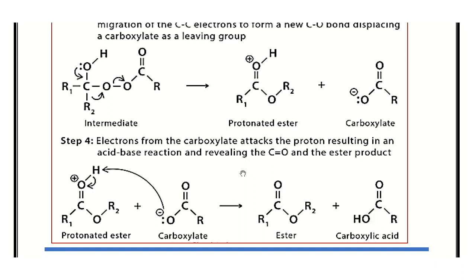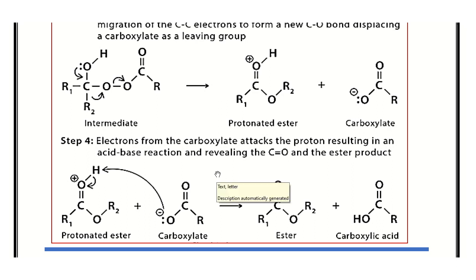How will it be converted? In the final step, the electron from the carboxylate oxygen, which has the negative charge, will attack the proton of the protonated ester, and in this way they will get converted into the corresponding carboxylic acid, and this bond will be shifted toward oxygen in order to stabilize its positive charge. Clear? So ester formation will take place in this way.